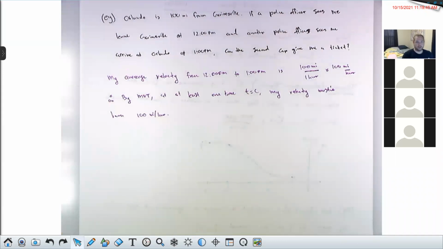So your average velocity is like the slope of your position function, and your actual velocity is the derivative of that position function. So by the mean value theorem, since f of b minus f of a over b minus a is 100 miles over 1 hour, or 100 miles per hour, there must have been at least one moment where my actual velocity was equal to 100 miles an hour. This is the slope of the secant line, and my actual velocity is the slope of the tangent line.